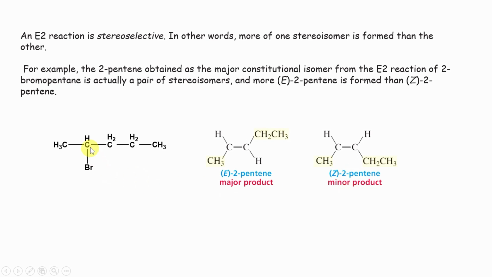Here you can see this beta carbon atom having two hydrogen atoms. Thereby it will give two products. Either of these hydrogen atoms may be removed, and thereby two products are formed. One is E-2-pentene, while the other is Z-2-pentene. Among these, E-2-pentene, where the bulky groups are on the opposite side, so that the steric strain or steric hindrance is minimized, will be obtained as the major product.